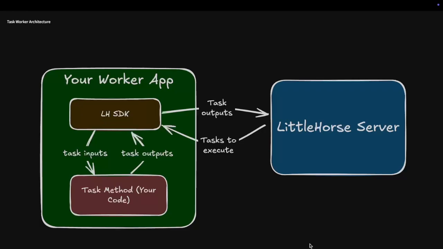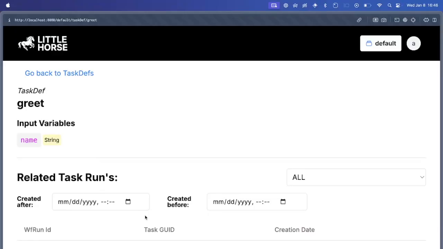Task workers serve as the building blocks for each workflow run by performing the actual work when a workflow run schedules a task run to be executed. Before we can create a workflow spec that refers to a task def, you must first register that task def. This stores information such as the name and input/output types.